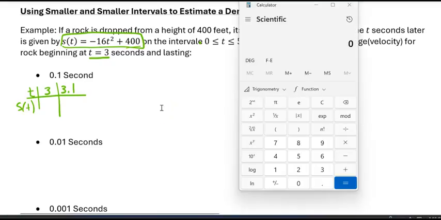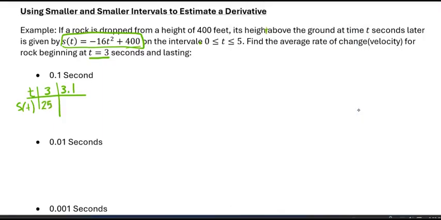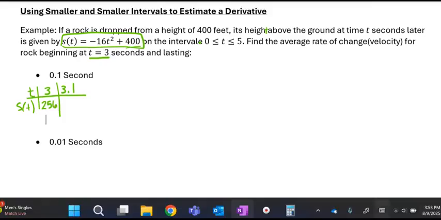For a calculation like this, I'm going to pull up a little calculator. We put the 3 in for the t squared. We get 9 times 16, which gives us 144. There's a negative on it, so negative 144, and we add 400 to that. Let me try it differently: 400 minus 144 is 256. So this is at 256. Good, we'll have that for the rest of the time.